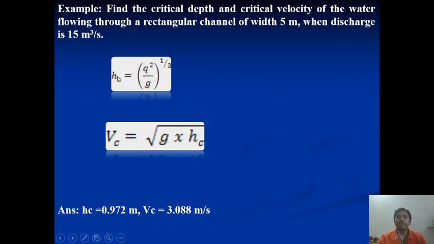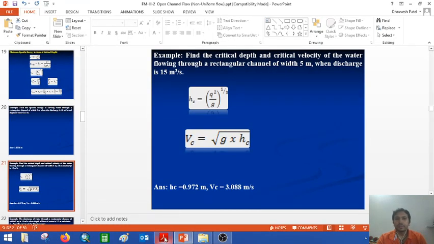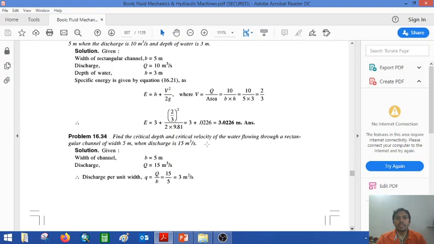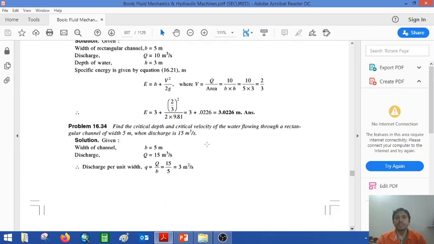Now we derived the equation earlier. We know that Hc is equal to (q square by g) to the power 1 by 3, and Vc we can derive once we get the value of Hc, by inserting the value of Hc. So we get Vc equal to under root of g into Hc. Let me see the same example. You can refer to the book; this example is again at page 807.